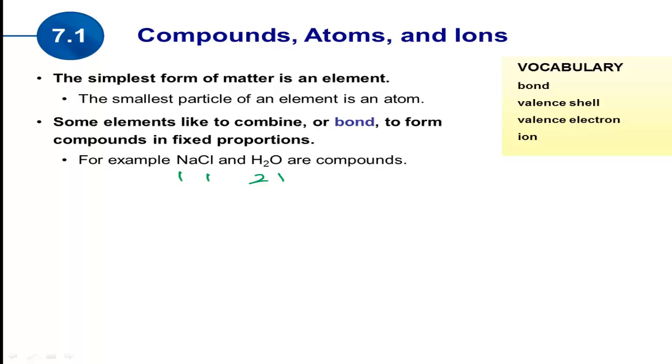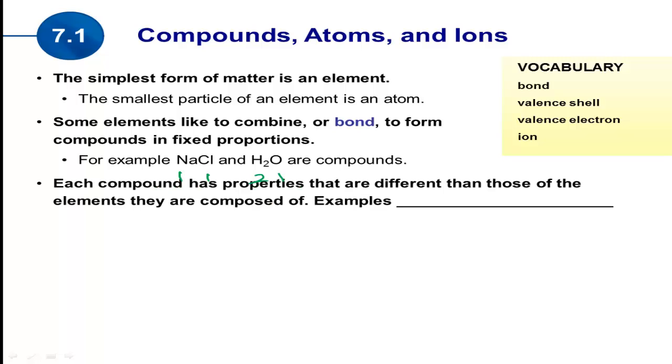Fixed ratio. Each compound has properties that are different than those of the elements they're composed of. So for example, in, let's say, sodium chloride, NaCl, sodium, poisonous metal, chlorine, poisonous gas. And yet, if you add the chlorine gas to a flask of sodium metal, you're going to get all these little sparks, and at the bottom of your flask, you're going to have plain old table salt. And you can just sprinkle that on your tomato and eat it, no problem.